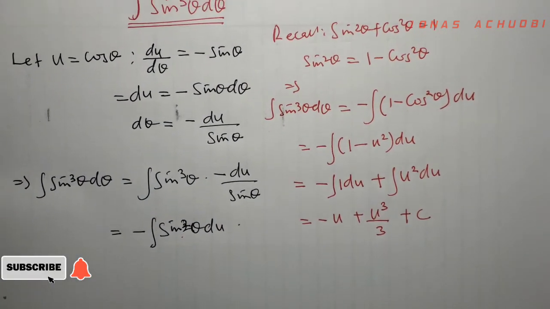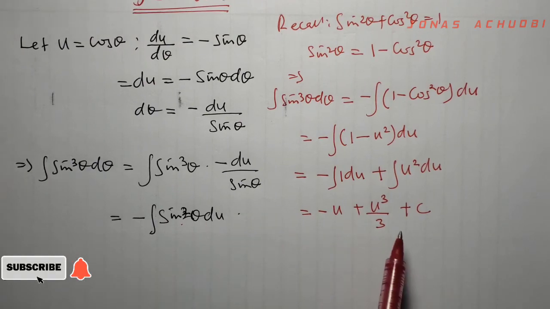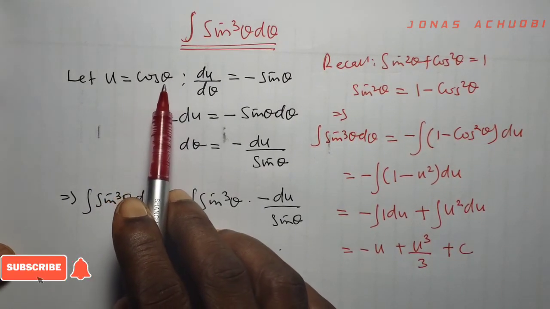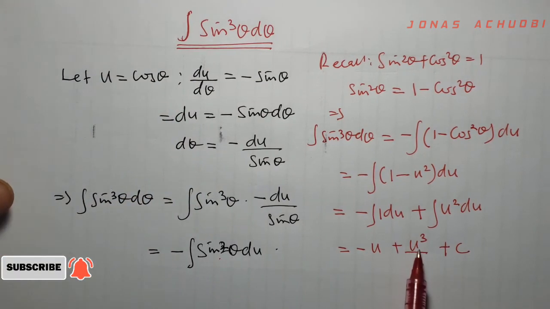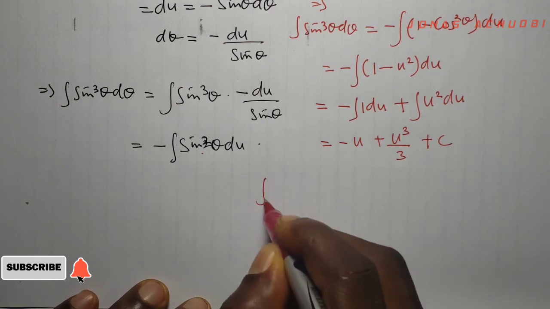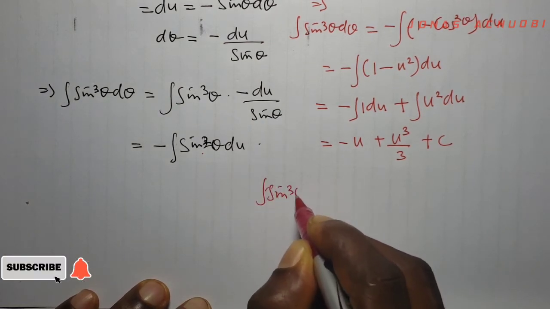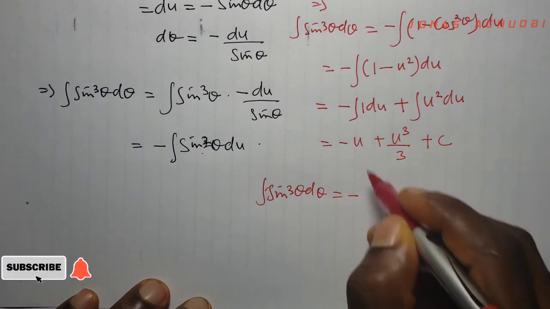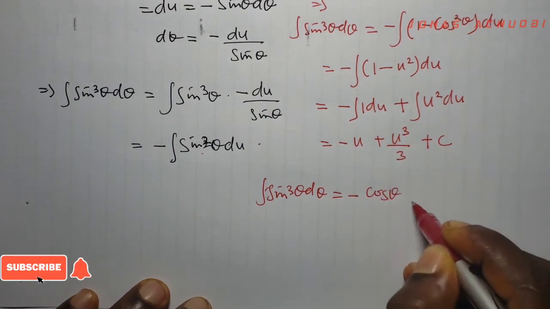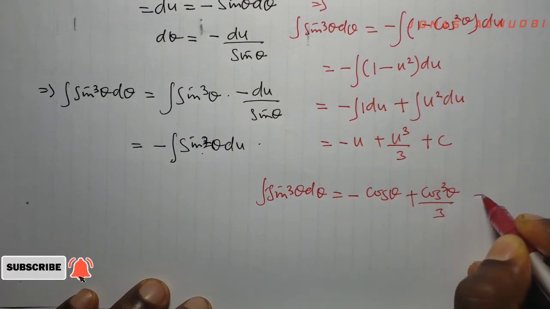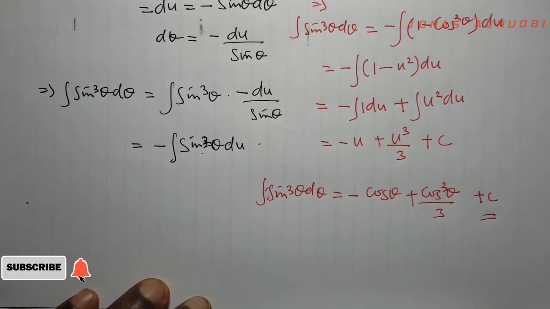However, in the original integral, we do not have u, but we have theta. So we have said let u be equal to cos theta. So we now replace u with cos theta, and we get that the integral of sine cubed theta d theta is equal to minus cos theta plus cos cubed theta over 3 plus our constant c of integration.